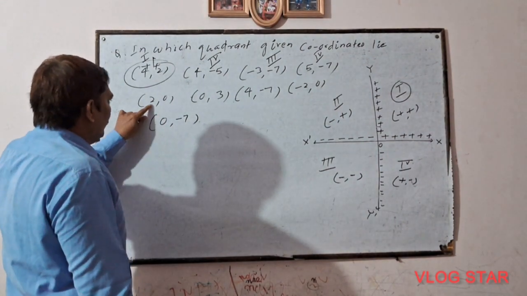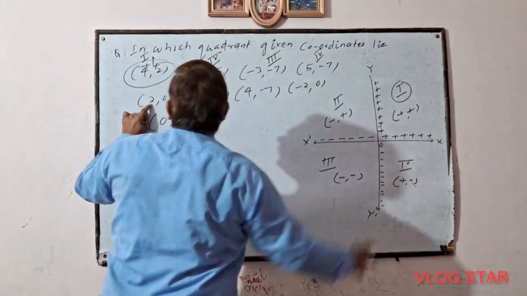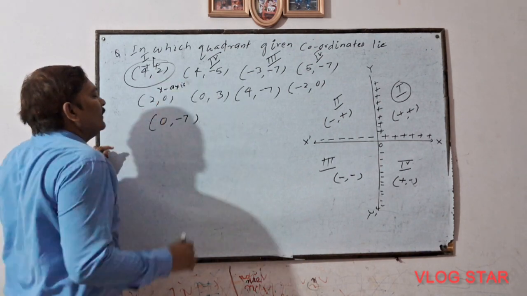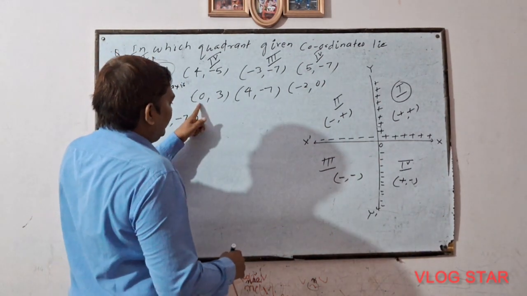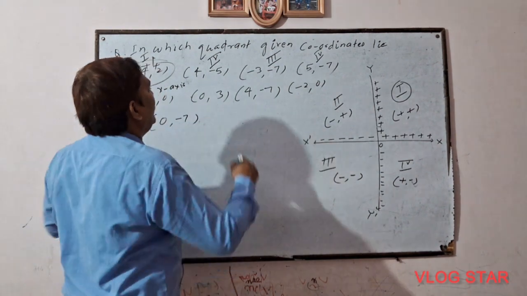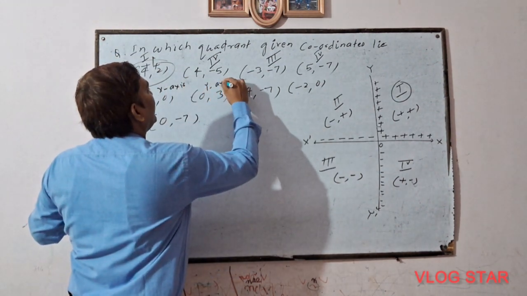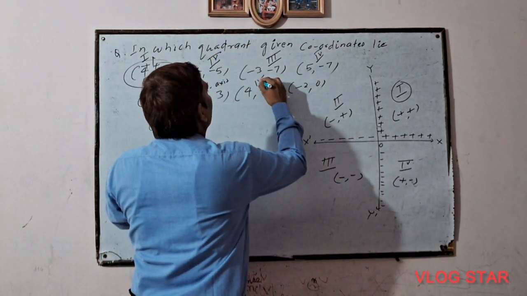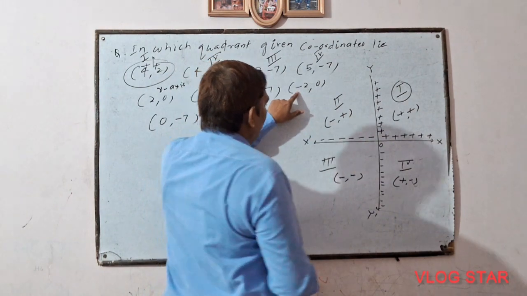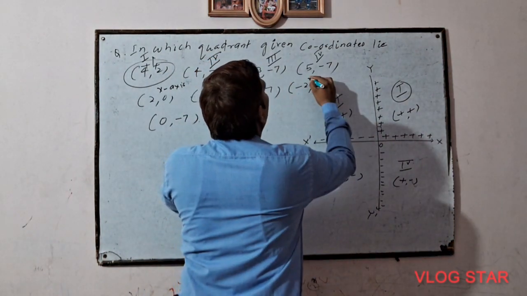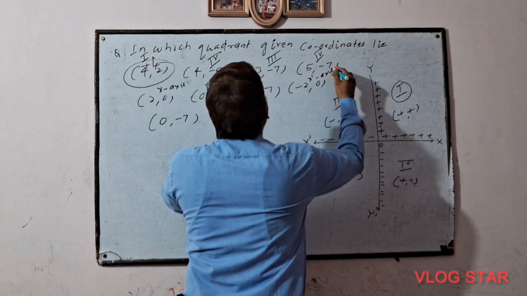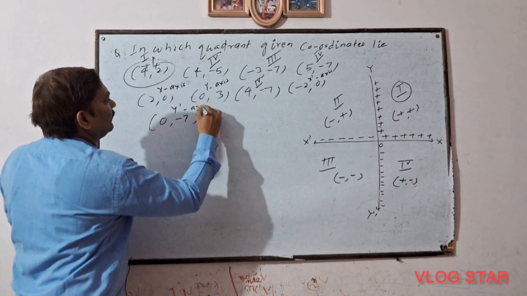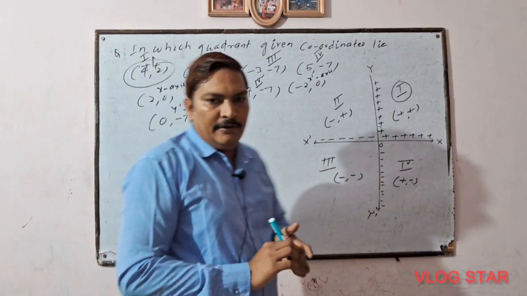Now see, (2, 0) means 2 will be on x-axis, y is 0, therefore it will be on x-axis. Here x is 0, therefore this coordinate will be on y-axis. And this one is plus minus, that is fourth quadrant. And this one will be on x dash axis, and this one will be y dash axis. I hope you have understood.